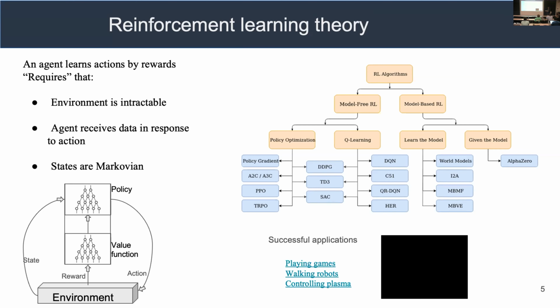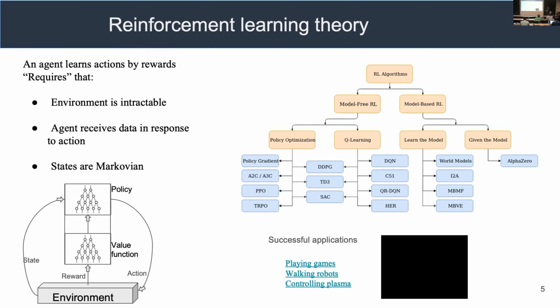One is policy optimization, and that's when you try to learn the very best policy. So that's what you're optimizing for, the policy that learns which actions to take. The other one is Q learning. Q learning actually tries to assign a quality to each action. So it's a slightly different approach.